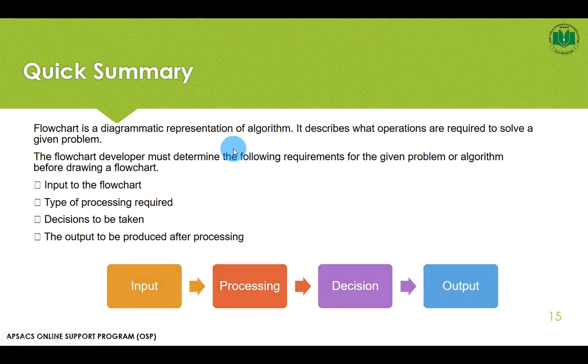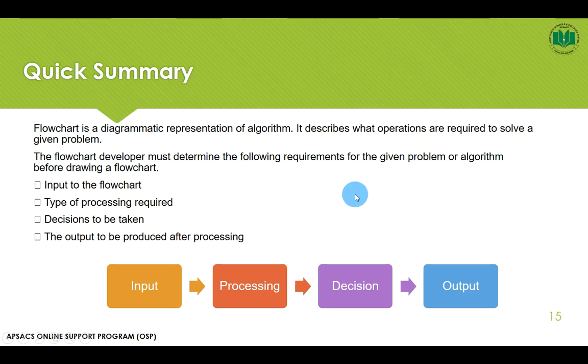Now I will make a quick summary for you. We have discussed what a flowchart is. A flowchart is simply a diagrammatic representation of an algorithm. An algorithm is the textual form and a flowchart is the diagrammatic form of an algorithm. It only describes what operations are required to solve a problem. These are also step-by-step procedures.